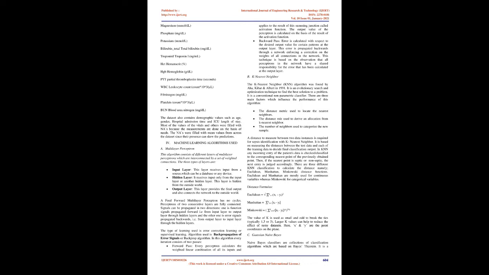Hemoglobin, g/dL. PTT, partial thromboplastin time, seconds. WBC, leukocyte count, 10^3/L. Fibrinogen, mg/dL. Platelets, 10^3/L. BUN, blood urea nitrogen, mg/dL. The dataset also contains demographic values such as age, gender, hospital admission time and ICU length of stay.